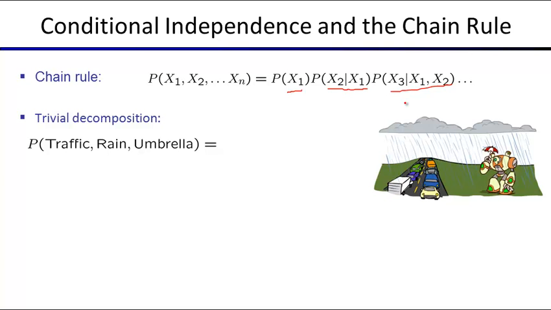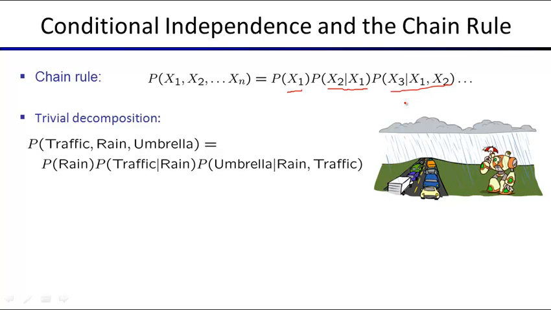This gives you a trivial way of decomposing a joint distribution into a product, and one way to do this is over here. You have three factorial ways, so 6 ways of doing this for this particular domain. We picked one particular ordering. We said rain times traffic given rain times umbrella given rain and traffic.